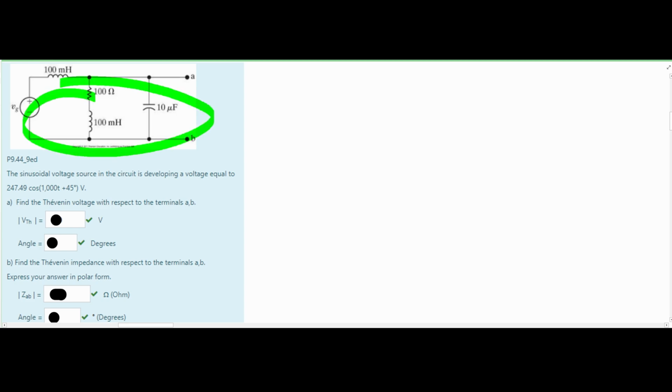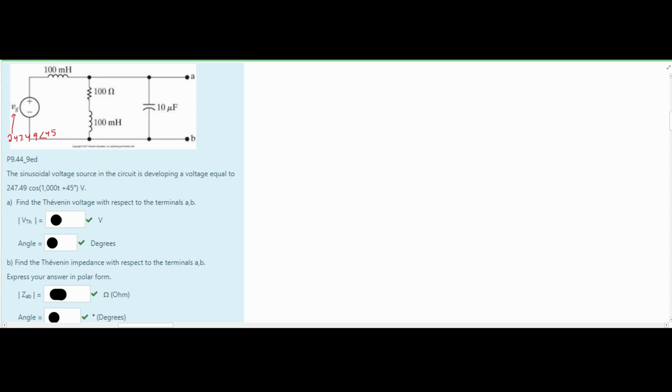We're given the following circuit diagram. We are also told that the sinusoidal voltage in the circuit is developing a voltage equal to this. So our V of G right here is going to be 247.49 with an angle of 45 degrees. We need to find the Thevenin voltage with respect to terminals A and B. We need to find the Thevenin impedance also.